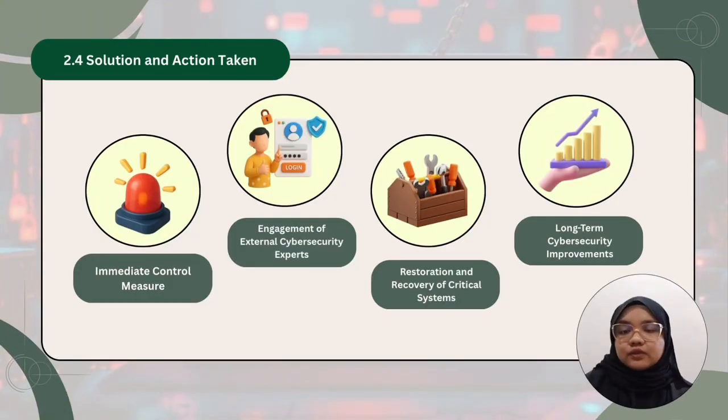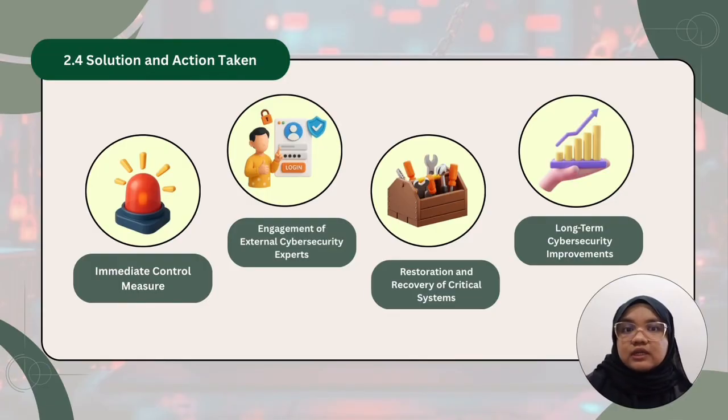So there are 4 key categories of action that were taken by the HSE and its partners to contain and recover from the attack. The first one is immediate control measures. The systems were shut down and disconnected from the internet, and the infected systems were isolated by the HSE, and then manual operations were introduced to maintain the healthcare services.